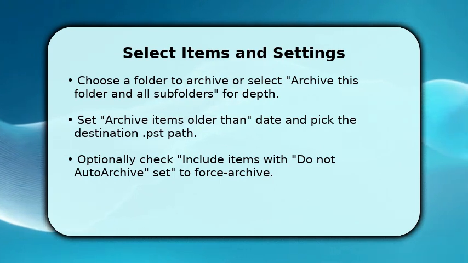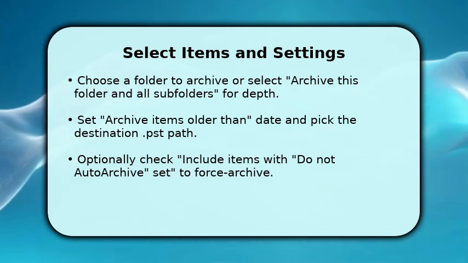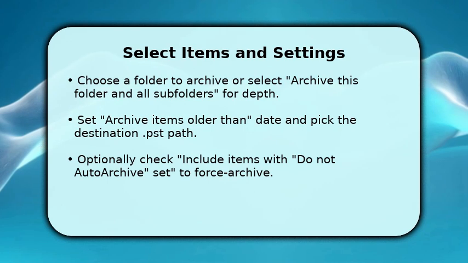Point to or create the PST archive file on your local drive and confirm whether to include items marked Do Not Auto Archive, included only if you explicitly want them moved. Finally, click OK to begin the archive process and monitor progress.